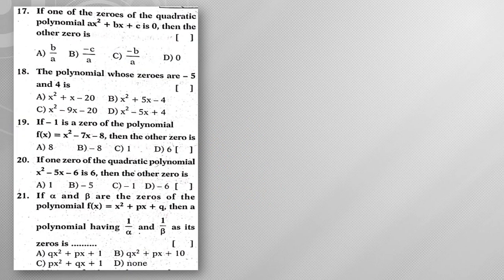Next, moving on to question number 17. If one of the zeros of the quadratic polynomial ax square plus bx plus c is 0, so if I consider alpha is equal to 0, then he is asking you to find out what is the value of beta. So whenever you are having one of the zeros as alpha, that is 0, then you can go with sum of zeros. So sum of zeros is nothing but alpha plus beta, which is equal to minus b by a, that is nothing but minus x coefficient by x square coefficient. Since alpha is 0, clearly beta is equal to minus b by a, that means the other zero is minus b by a.